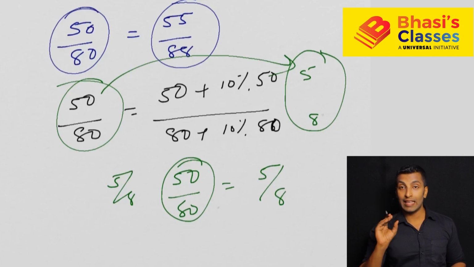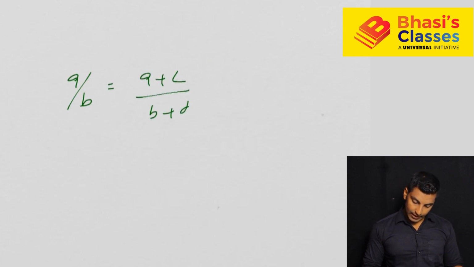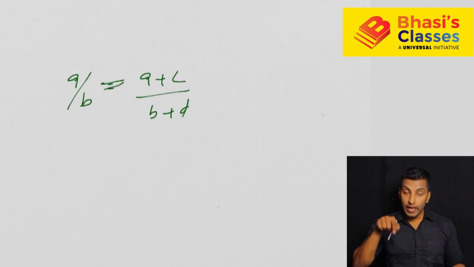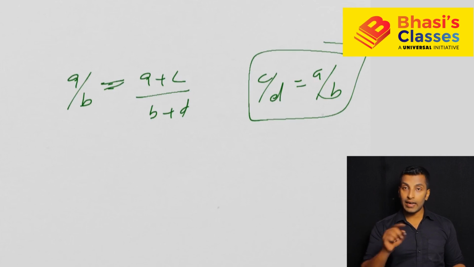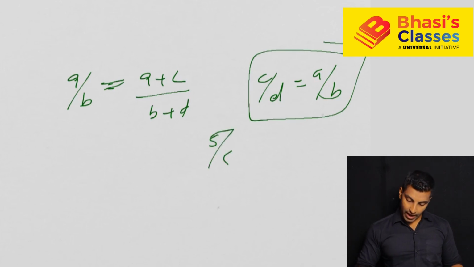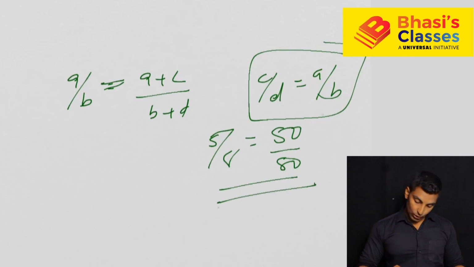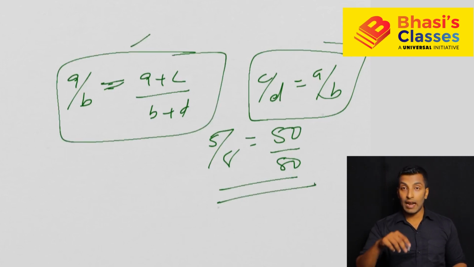So this is how you can keep the ratio similar by adding something. You are adding the same proportion. If you want to generalize, you have a ratio a by b, and you write it as a plus c by b plus d. This will be equal if c by d is equal to a by b. In our case, c by d was 5 by 8 and a by b was 50 by 80, and both are equal. So this ratio will be equal. The last two properties that we have discussed are very important. I hope all of you understood this completely.